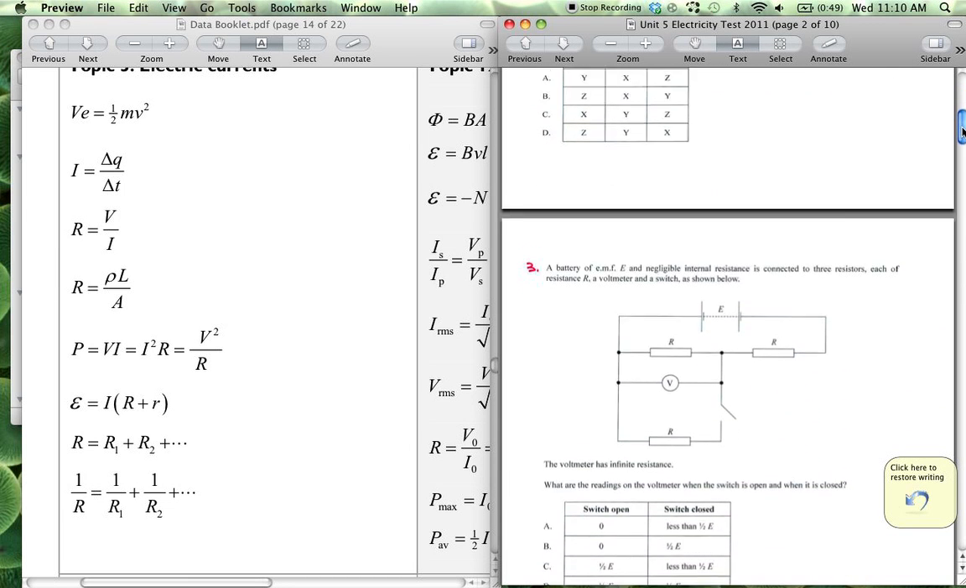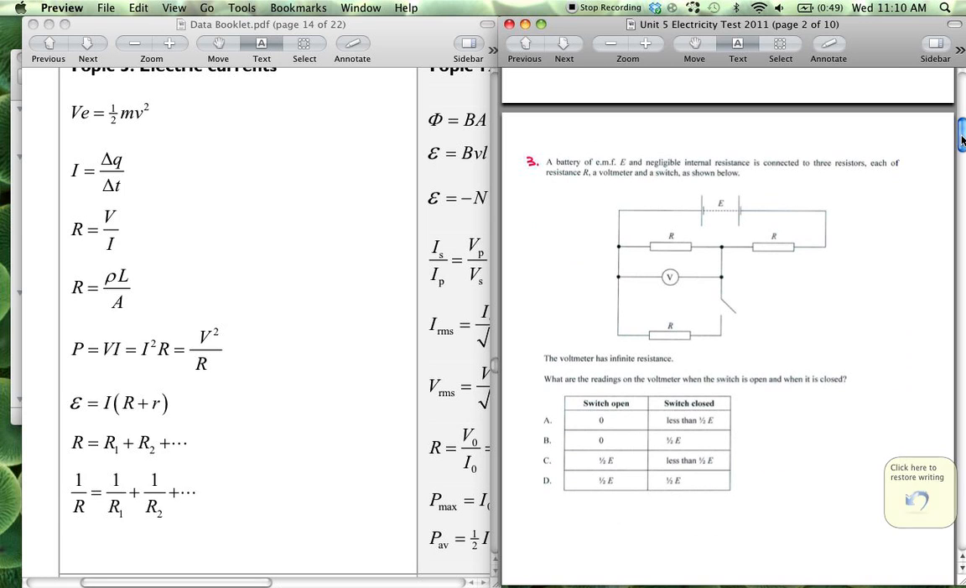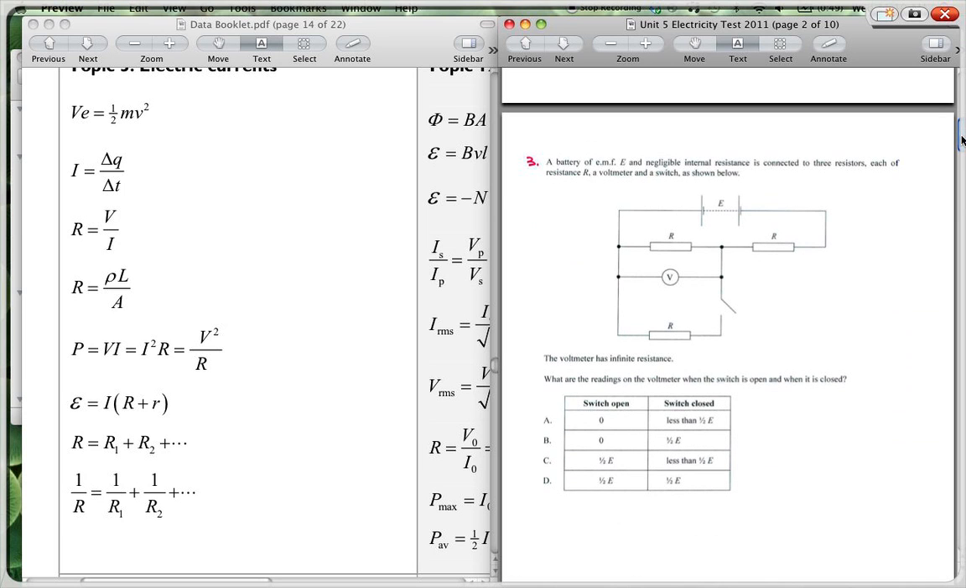Going on to this one over here, we have a battery of EMF E and negligible internal resistance connected to 3 resistors, each of resistance R, so they've got the same resistance, a voltmeter and a switch, as shown below. Now just this first part, when it says it's got an EMF E of negligible internal resistance, that means there's no energy loss within the cell.